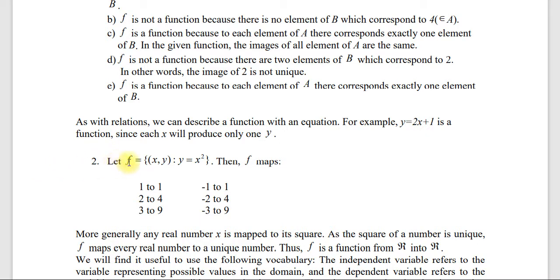ሁለተኛ ኤግዛምፕል እኒ let f which is equal to the set containing x, y such that y is equal to x square. Then f maps 1 to 1, 2 to 4, 3 to 9 and negative 1 to 1, negative 2 to 4, negative 3 to 9. ኦኬ አሁን ለምሳሌ በኦርደር ፔር ብናስቀምጣቸው 1 1, minus 1 1, 2 4, minus 2 4 አሁን የተደገመው ምኑ ነው ሬንጁ ነው እንጂ ዶሜን አልተደገመም። ስለዚህ ምንድነው እንላለን is a function.